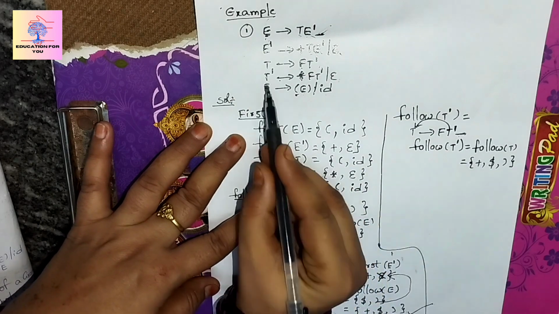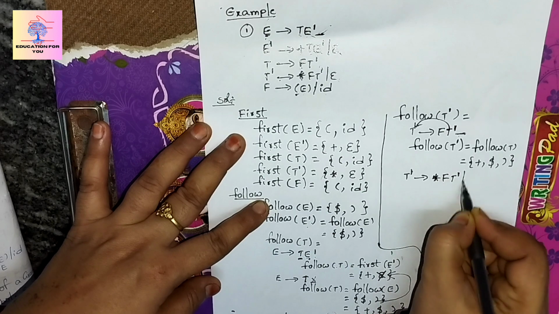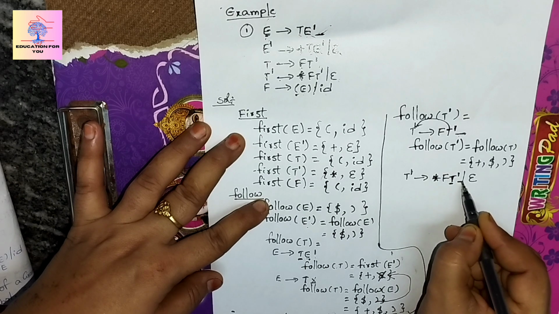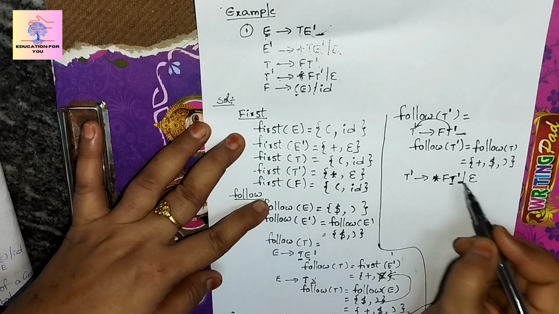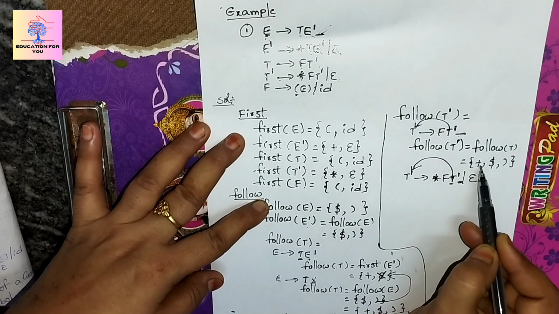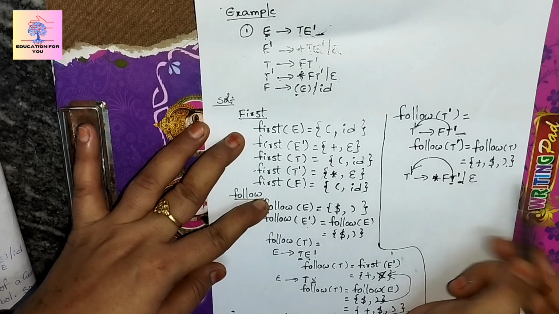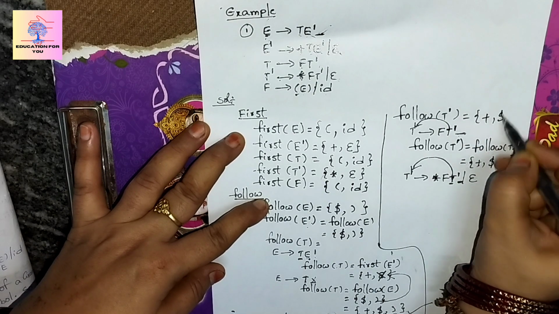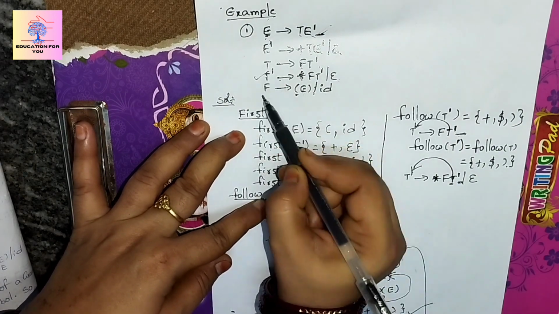Now the next one is what? T dash is going to produce star F T dash or epsilon. So here, who is following T dash? Nothing is there. At that time follow of T dash can become follow of T dash itself. You already calculated the follow of T dash as plus dollar close parenthesis, so no need to calculate it again. So finally the answer is plus dollar close parenthesis. So follow of T dash is also done.